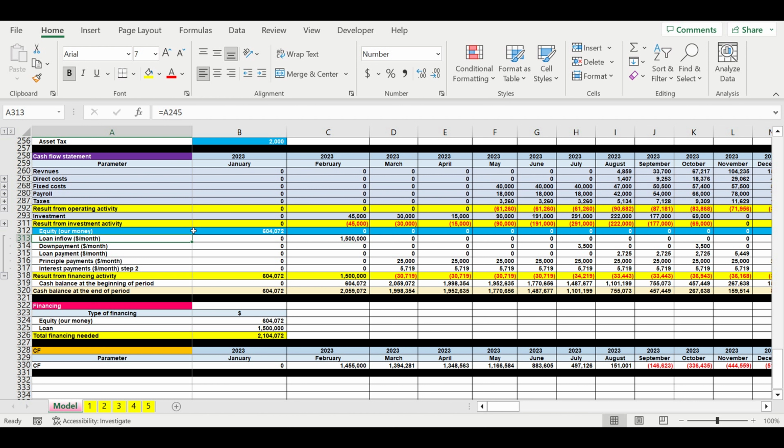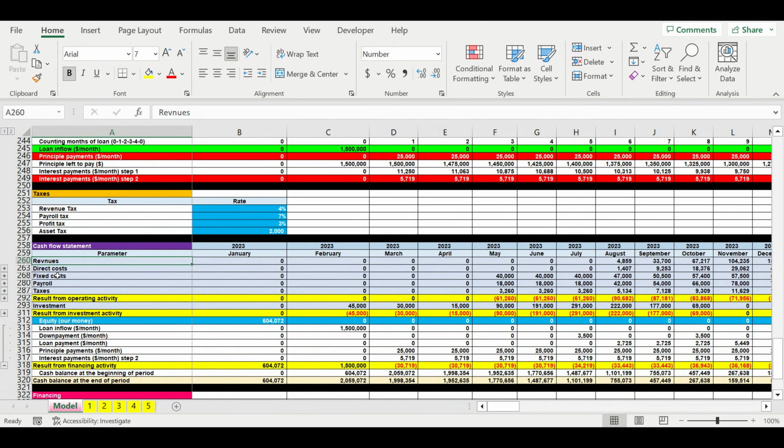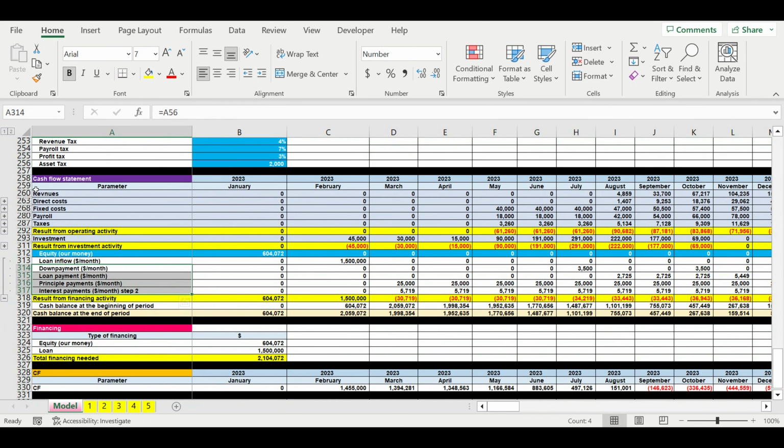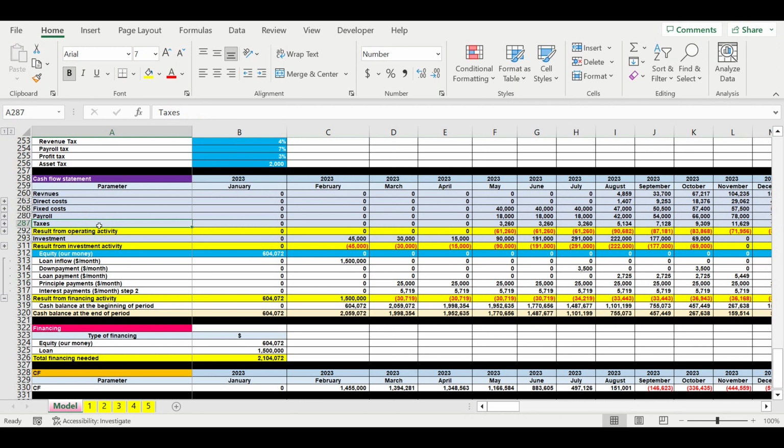What is important to know about the payback period? You can't calculate the payback period without doing some preliminary actions. First of all, we need to gather all our revenues, direct costs, fixed costs, payroll, taxes, investment plan, financing, the way we finance our business idea. Then we need to build the cash flow statement, and only having done the cash flow statement can we focus on calculating the payback period. So this will be the topic of today's video. This will be a very interesting journey.